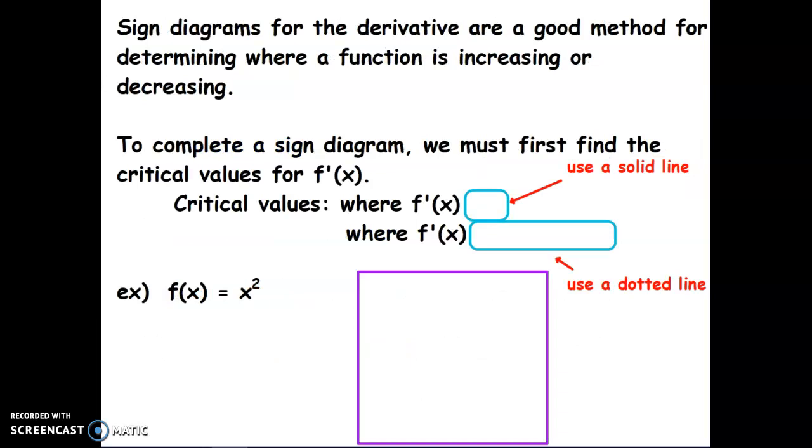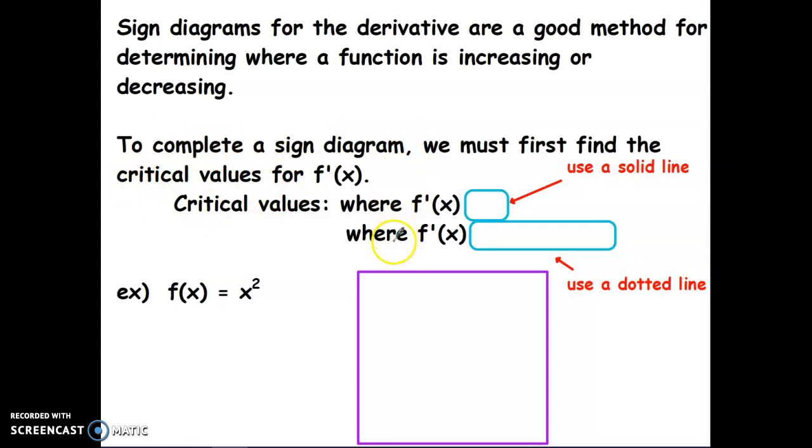Okay, so sign diagrams, we're going to spend today and tomorrow building this idea so that you can really get it firmly in your mind. Sign diagrams are a method for determining whether the original function's graph is increasing or decreasing. So the sign diagram comes from the value of the derivative, but we are going to relate that to the graph of the original. So to complete a sign diagram, the first thing we have to do is find what are called our critical values.